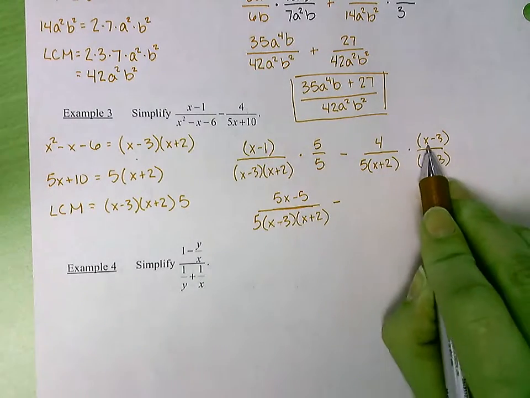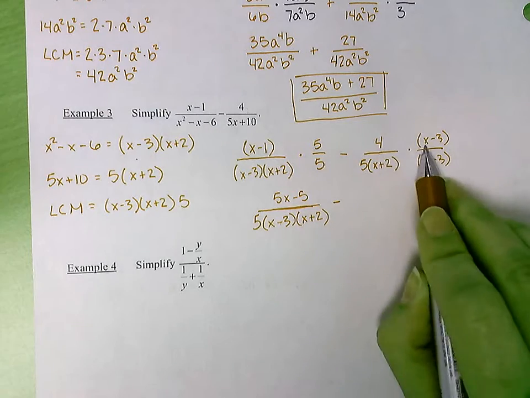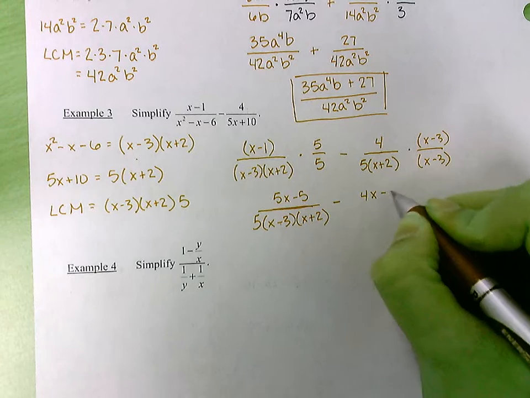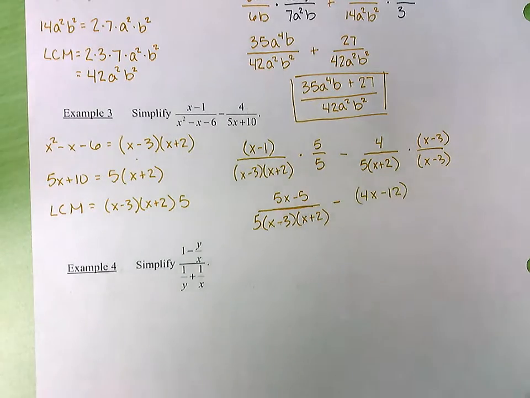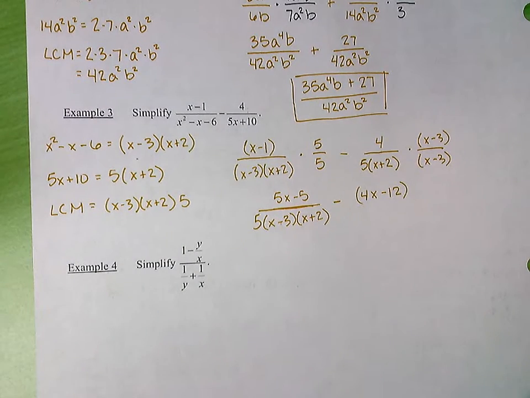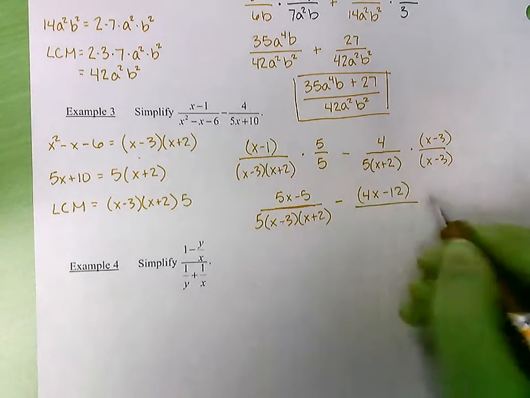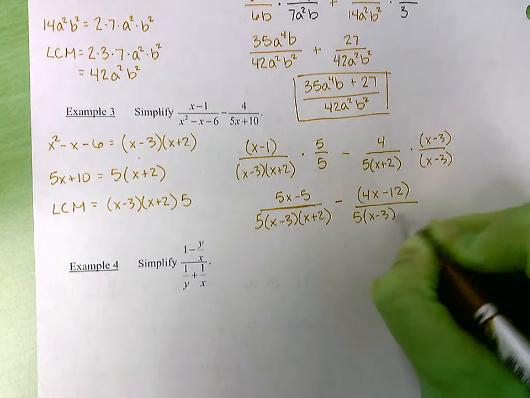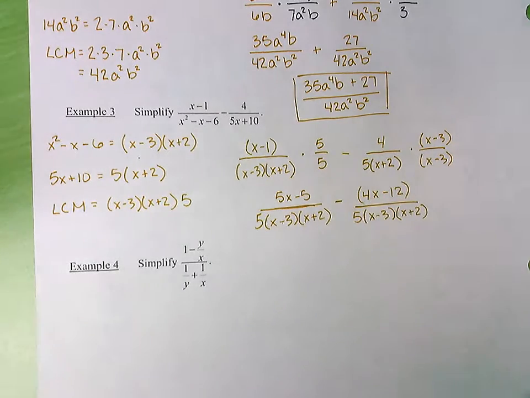Subtracting, again, you need to distribute that number, so 4 times x and 4 times negative 3. So we have 4x minus 12. I'm going to put parentheses around that, and you'll see why. And then that again is over that 5 times x minus 3 times x plus 2.